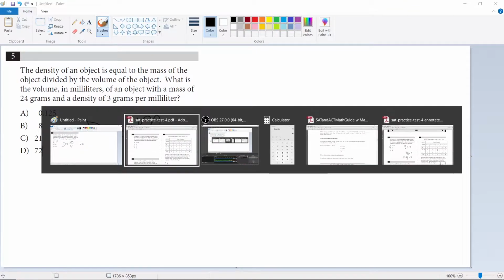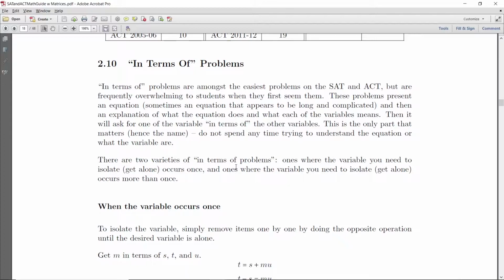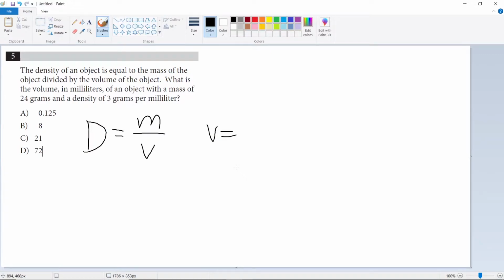And you can find this kind of question or the explanation for it in the SAT and ACT Math Guide, section 2.10, in terms of problems. They call them problems. I call them questions because they're on the SAT test. I can't edit the whole book. But it explains there how to do these kinds of questions. How do we get volume equals a bunch of other stuff?